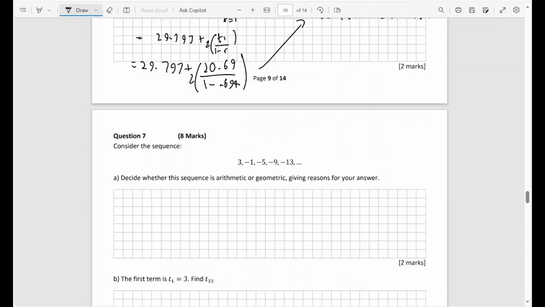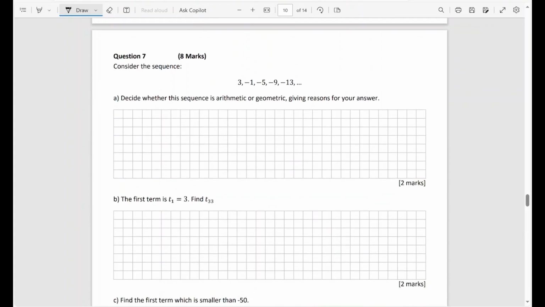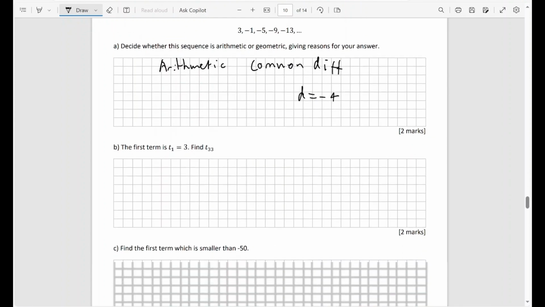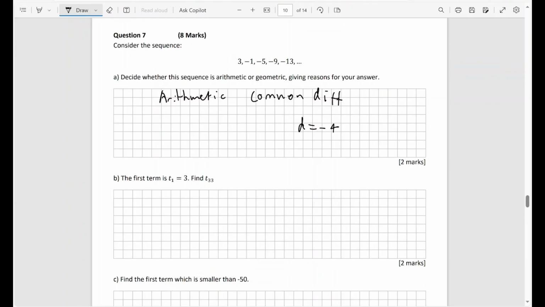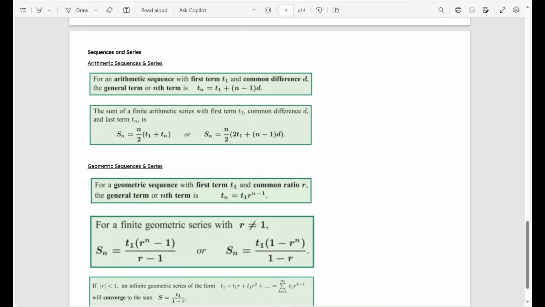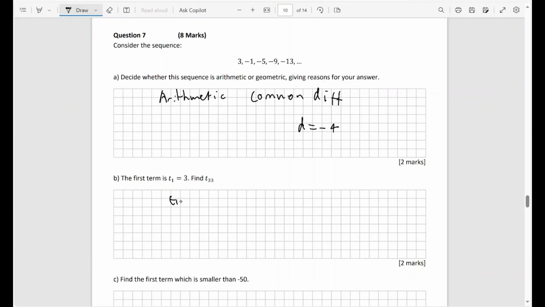All right. Consider that sequence. Decide whether it's arithmetic or geometric. This is arithmetic. Common difference, d, is -4. The first term is T1 equals 3. Find T33. So there's a general formula for what term is. Tn is T1 plus n take 1 times d. So T33 is 3 plus 33 take 1 times -4, which is 3 plus 32 times -4.